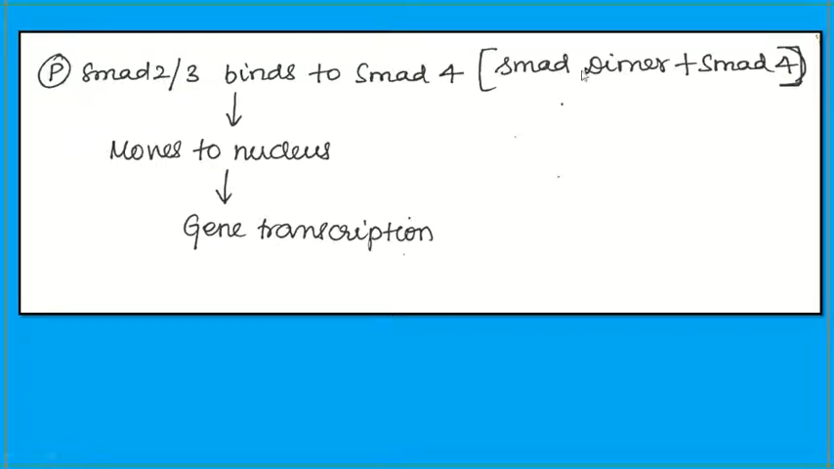Either it can be 2 SMAD2 or 2 SMAD3. So the SMAD dimer will associate with SMAD4, and SMAD4 will also get phosphorylated. So these are the transcription factors. Now it goes inside the nucleus and helps in gene transcription. That's all. This is your TGF beta and SMAD pathway.